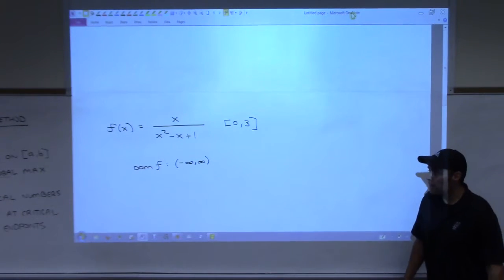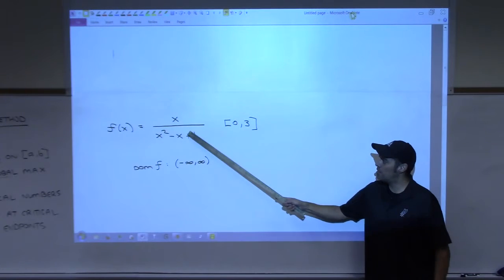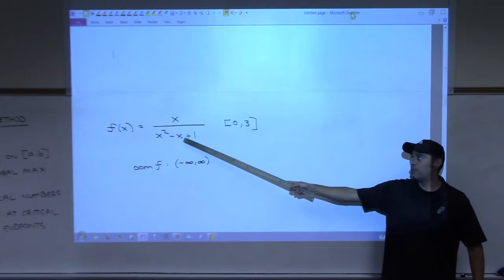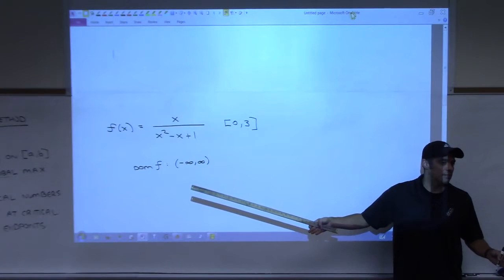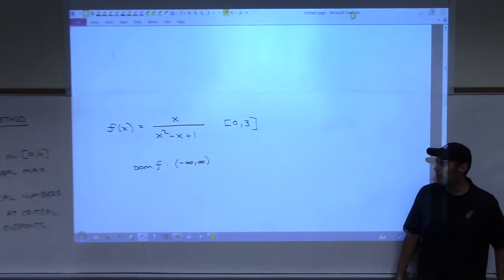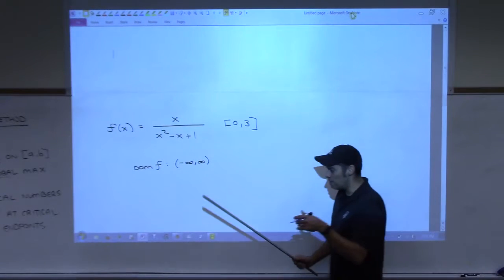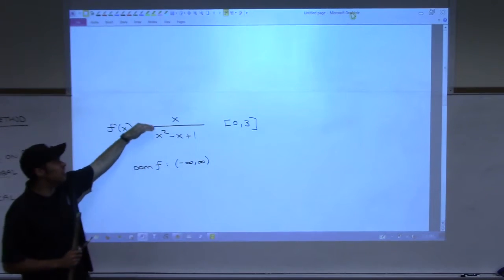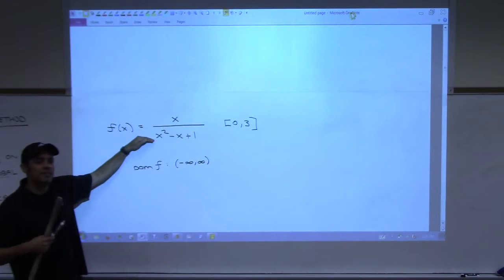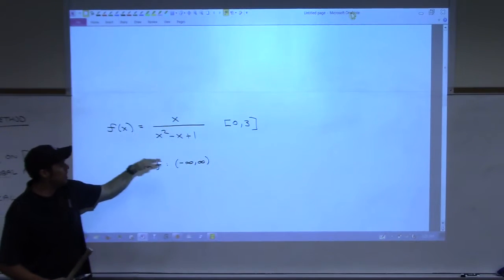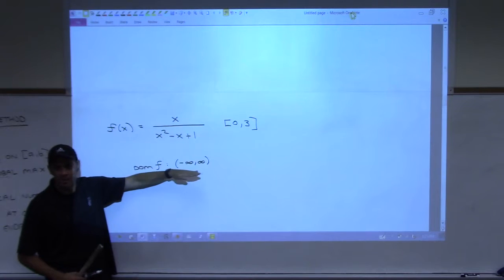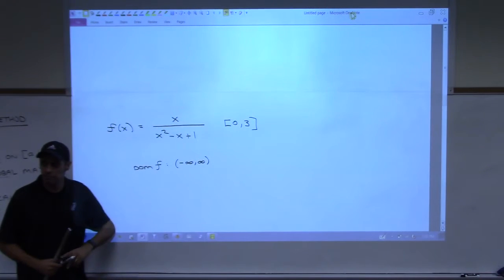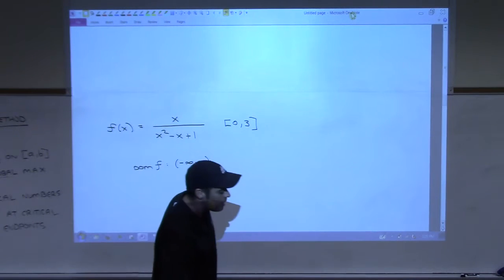So now I can ask myself the question again. Is this a continuous function on this closed interval? Yes, because it's a continuous function on the entire number line. So it's going to definitely be continuous on that. Back when we were talking about continuity, I said that a rational function is continuous on its implied domain. Well, here's the domain of the function. It's everything. So this is continuous everywhere. Got it? Okay. So now we can proceed.